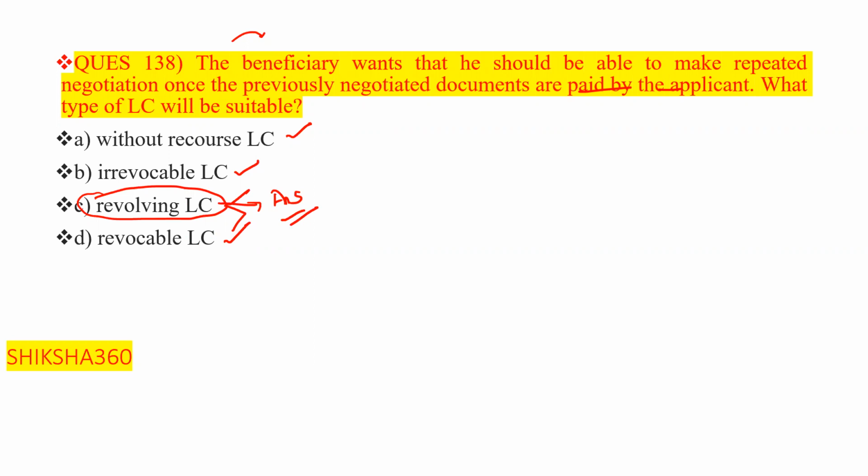Revocable LC is that type of LC which can be amended or cancelled at any moment by the issuing bank without the consent of any other party. That is a revocable LC. Practically, we can say it is unusable. So now move to the next question.